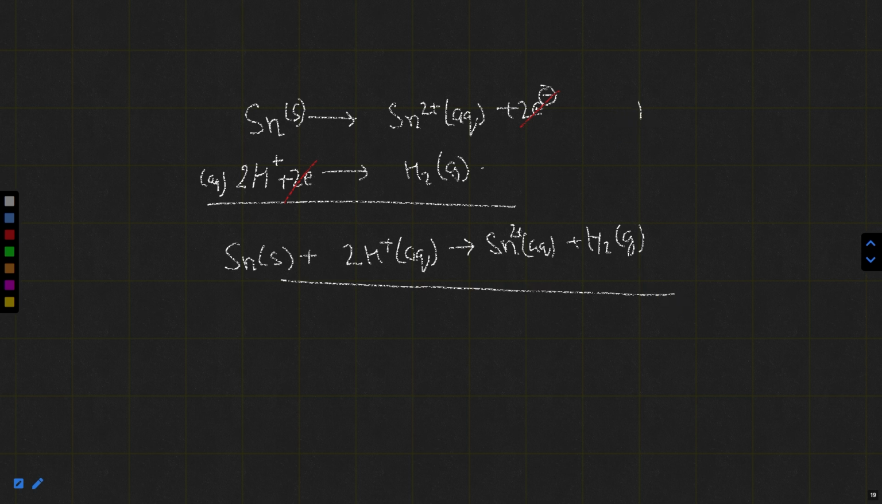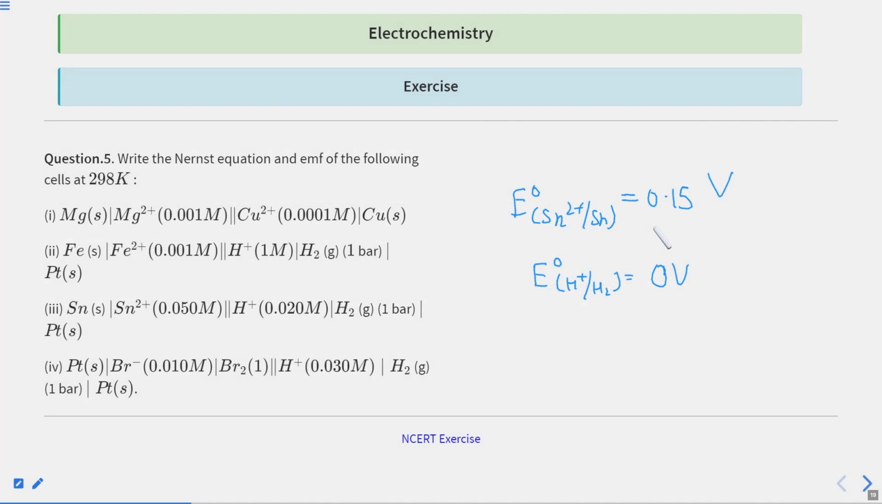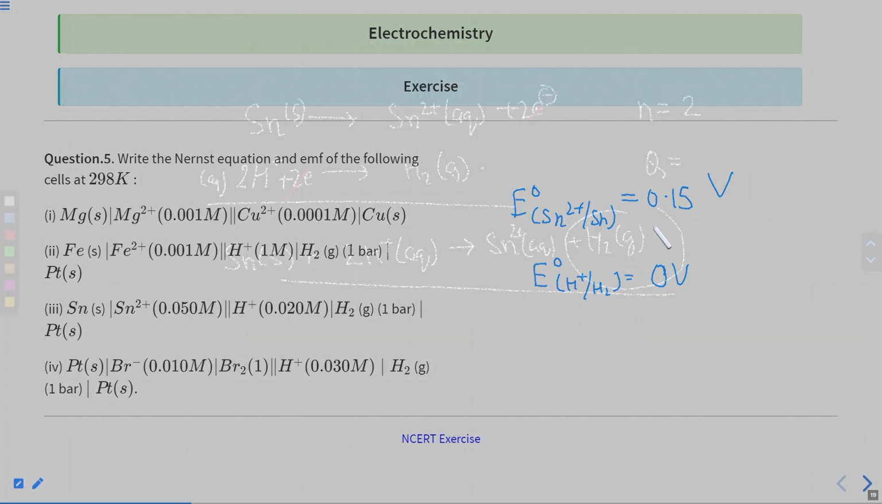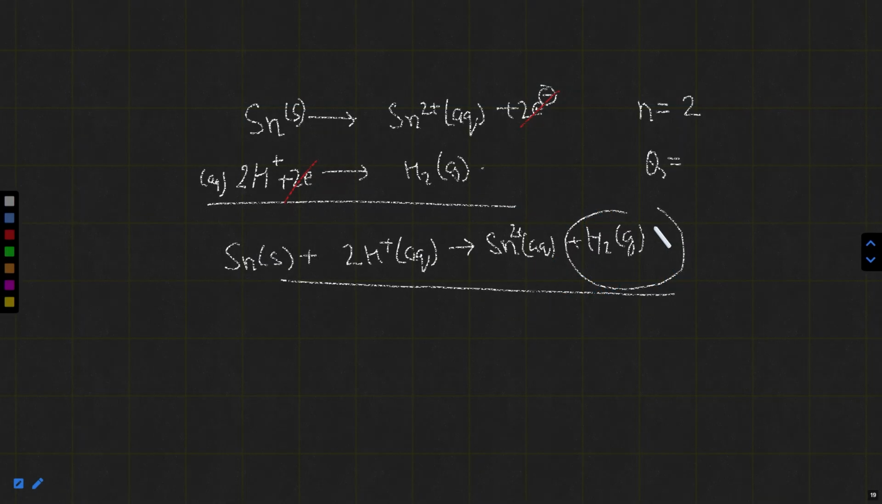Here we get the value of N as 2. We can get our Q. What will be Q? I'm not considering the H2 gas because you can see very clearly its pressure is always 1. So how will you write Q? First of all, the concentration of the Sn2 plus ions.